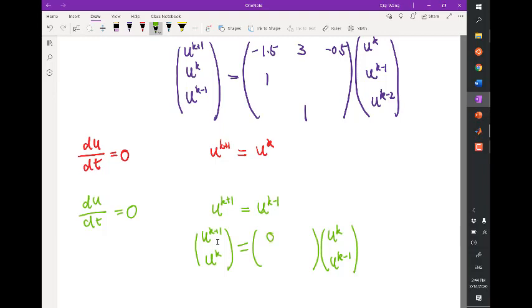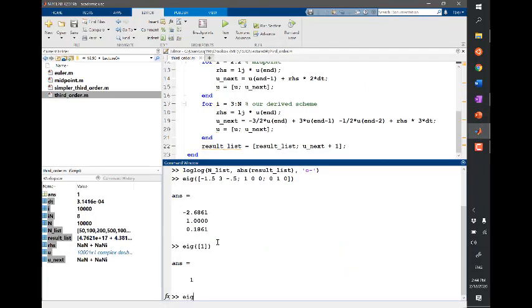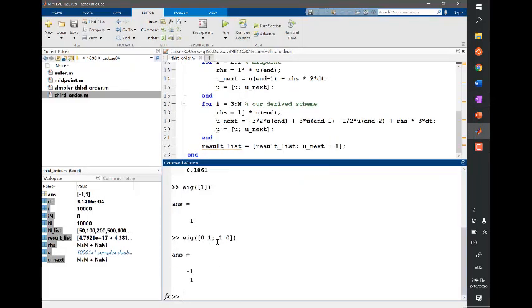0, 1, 1, 0, yes. uk is equal to uk. So we have this matrix, and now let's do eigenvalue analysis. We get minus 1 and 1. This shows us both forward Euler and midpoint do not have eigenvalues whose magnitude is greater than 1. Therefore, both of these schemes are able to solve the equation du dt equal to 0 with no problem.